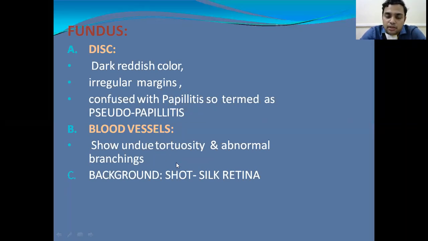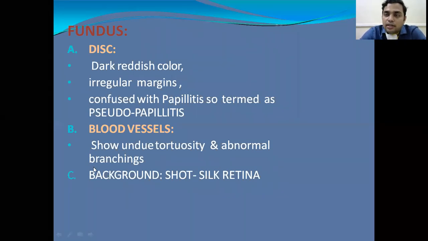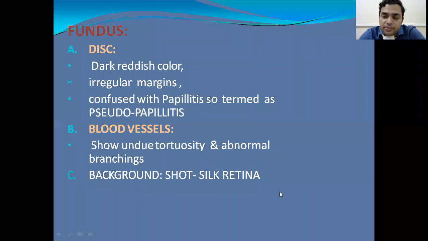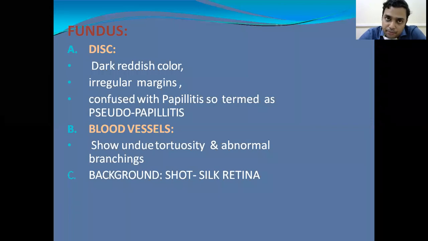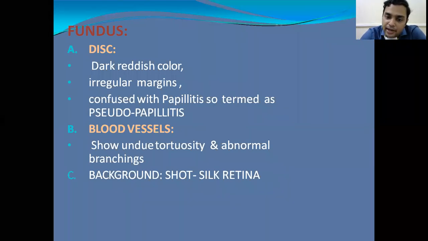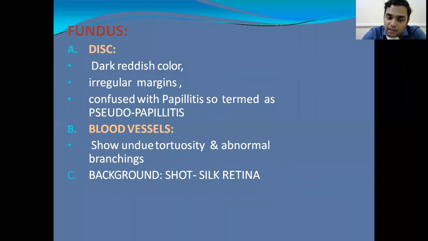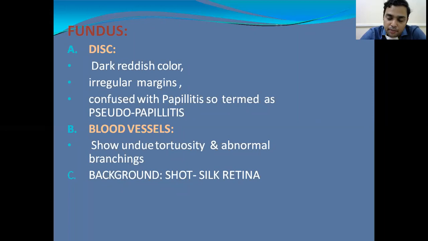Coming to the blood vessels, undue tortuosity of the blood vessels is seen, and abnormal branching of the blood vessels is seen. And in the background, the retina appears as a shot silk retina. As I said, what is hypermetropia? The rays coming from infinity are focused behind the retina, so there is a high brilliance of light behind the retina. Because of this high brilliance of light, it appears as a shot silk retina. That is, a more brightened retina is seen. That appearance we call a shot silk retina.